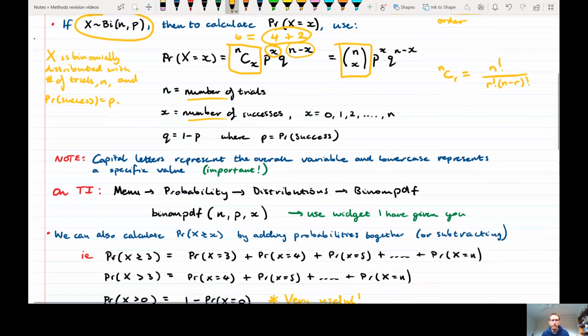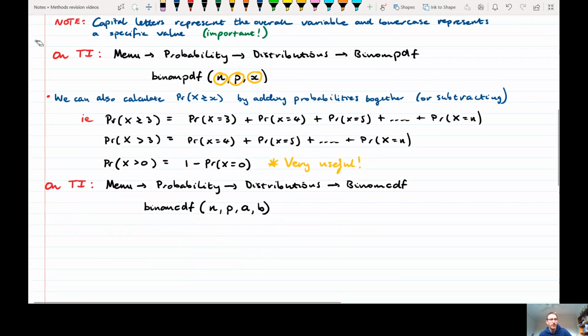Now, if you're using a calculator for more difficult ones, we're going to use the menu, probability, distributions, binomial PDF option. This is for the TI Inspire, of course. And these are your entries: number of trials, probability of success, and the number of successes that you want. You don't need to hear about the widget because I haven't given you the widget in this video. We can also calculate anything greater than or equal to just by adding probabilities together.